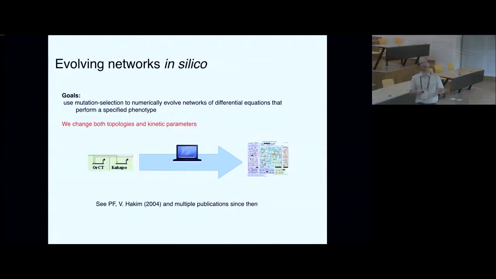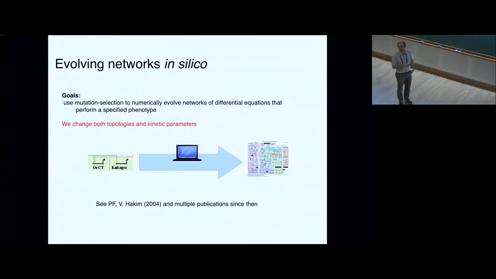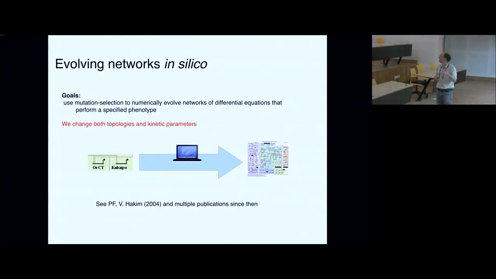Okay, so we want networks to change. We want to simulate an evolutionary process with networks. The idea is that you start with a very simple network, put it in a computer, and try to simulate an evolutionary process in the computer. I'm going to detail exactly what I mean by this.